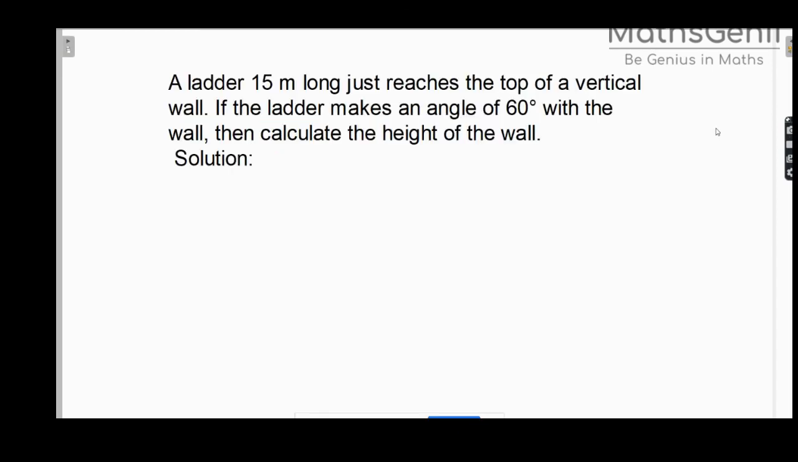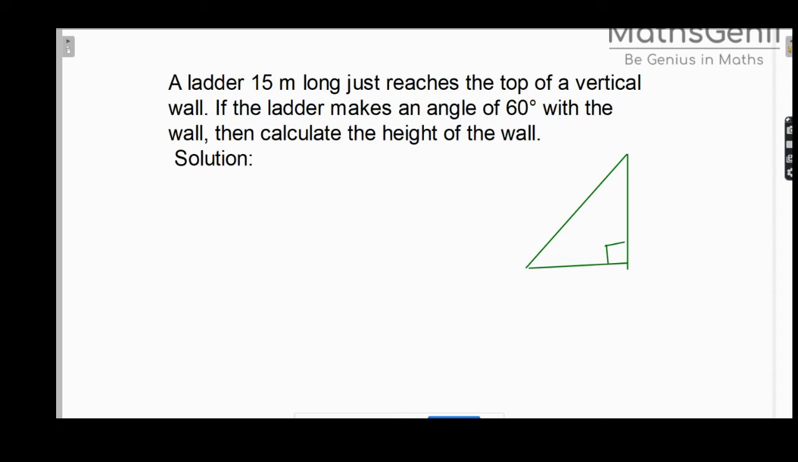Students, let's look at an example with which you are going to get 100% clarity on what is angle of depression, what is angle of elevation, and how to use trigonometry in word problems. I will show it to you with an example. First, I'm going to draw a triangle, because I know in trigonometry we make use of right angle triangles. So I'm drawing a right angle triangle. Now I'm reading a question. A ladder is 15-meter long, just reaches the top of the vertical wall.